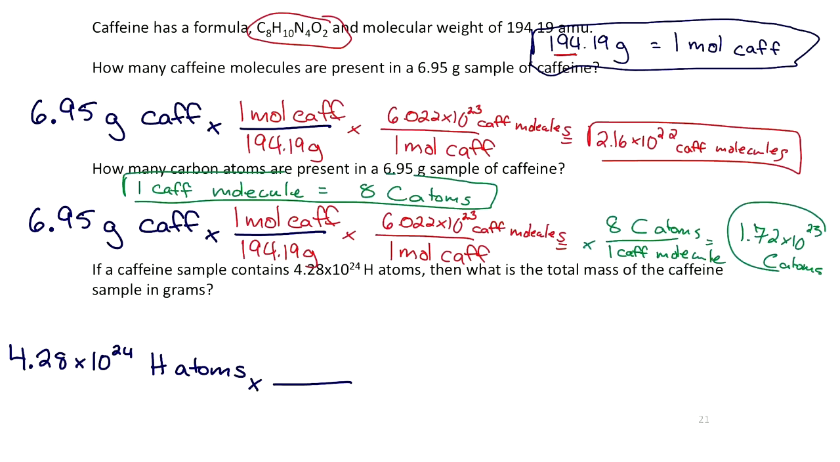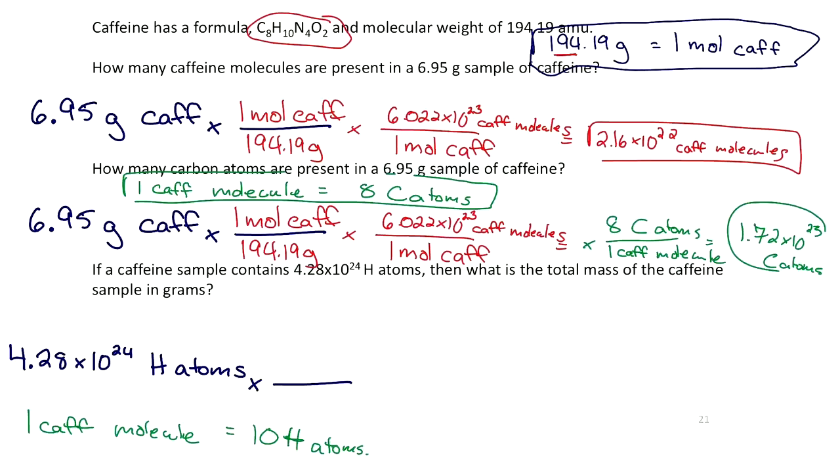So we need to figure out how many molecules of caffeine are present, how many moles of caffeine are present, given this amount of hydrogen. So how can we relate caffeine to hydrogen here? Is it 8 hydrogens? No, it's 10 hydrogens. So for every 1 caffeine molecule, there are 10 hydrogen atoms. I'll tell you a funny story. Actually, I'll finish the question and then I'll tell the funny story.